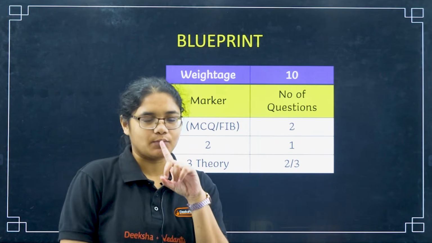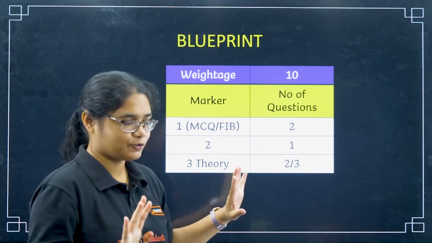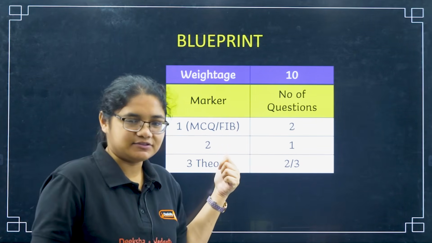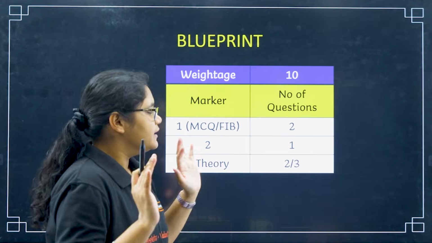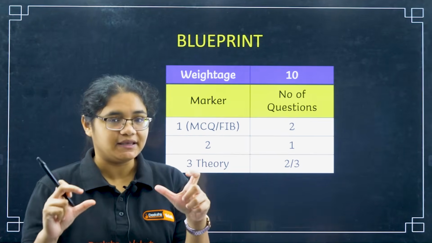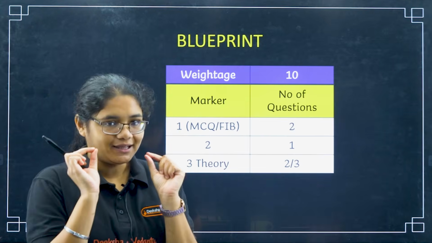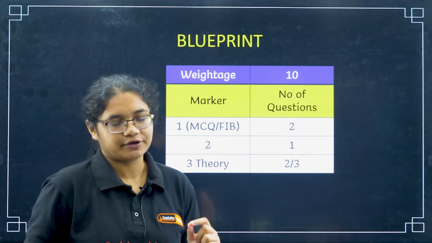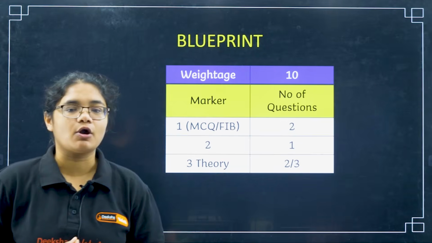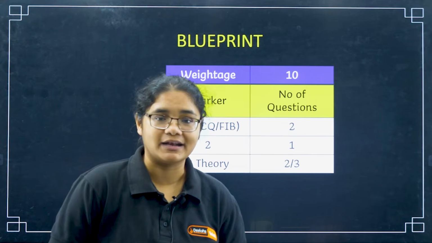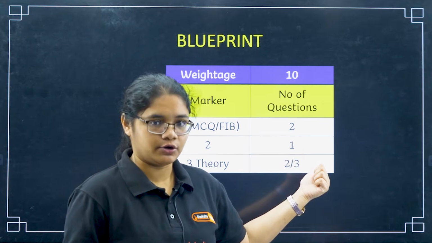You will be getting one marker questions. There will be two questions, one marker each, and it can be either in MCQ form or in the form of FIB, fill in the blanks. Next, there is section B where you get two marker questions. There will be one question from inorganic chemistry, which can either be from coordination compounds or from the d and f block chapter. So you may get a two marker question here also.